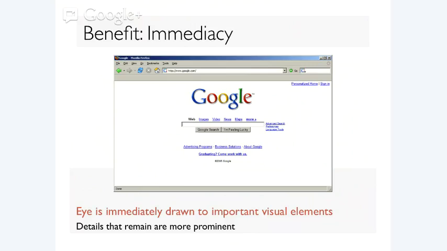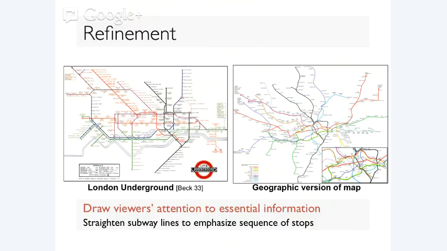One way to get to minimal design is through refinement. So think about what to leave out. Here's a geographic version of the London subway that accurately represents where the stations are on a map. This is not what you see, though. What you see is this version, which has all of the geographical relationships distorted in order to make it easier to read. So prefer straight lines that just indicate roughly the direction. Is it in the same direction? Is it to the north, to the south?